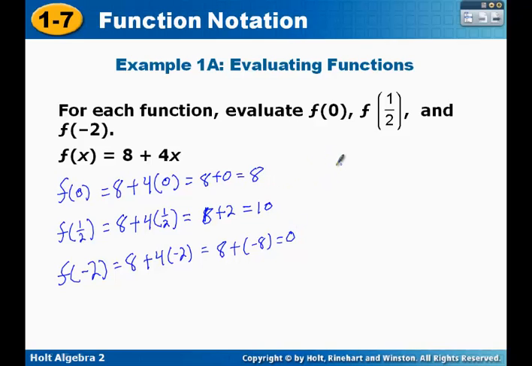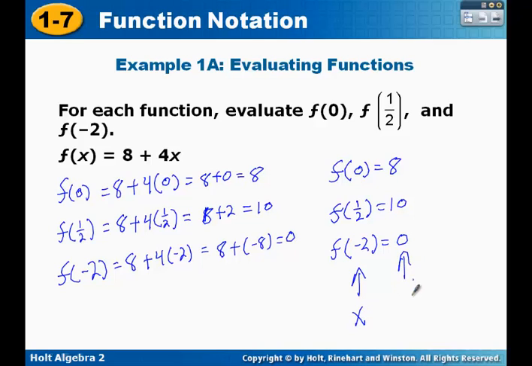So if I were to rewrite it out and make it even simpler, I could say that f of 0 is equal to 8, f of 1/2 is equal to 10, and f of -2 is equal to 0. Everything in this column is my x value, and everything in this column is my y value. So all this is just plug and chug, guys. So nothing too terribly difficult. Just do what it asks you to do and follow the rules.